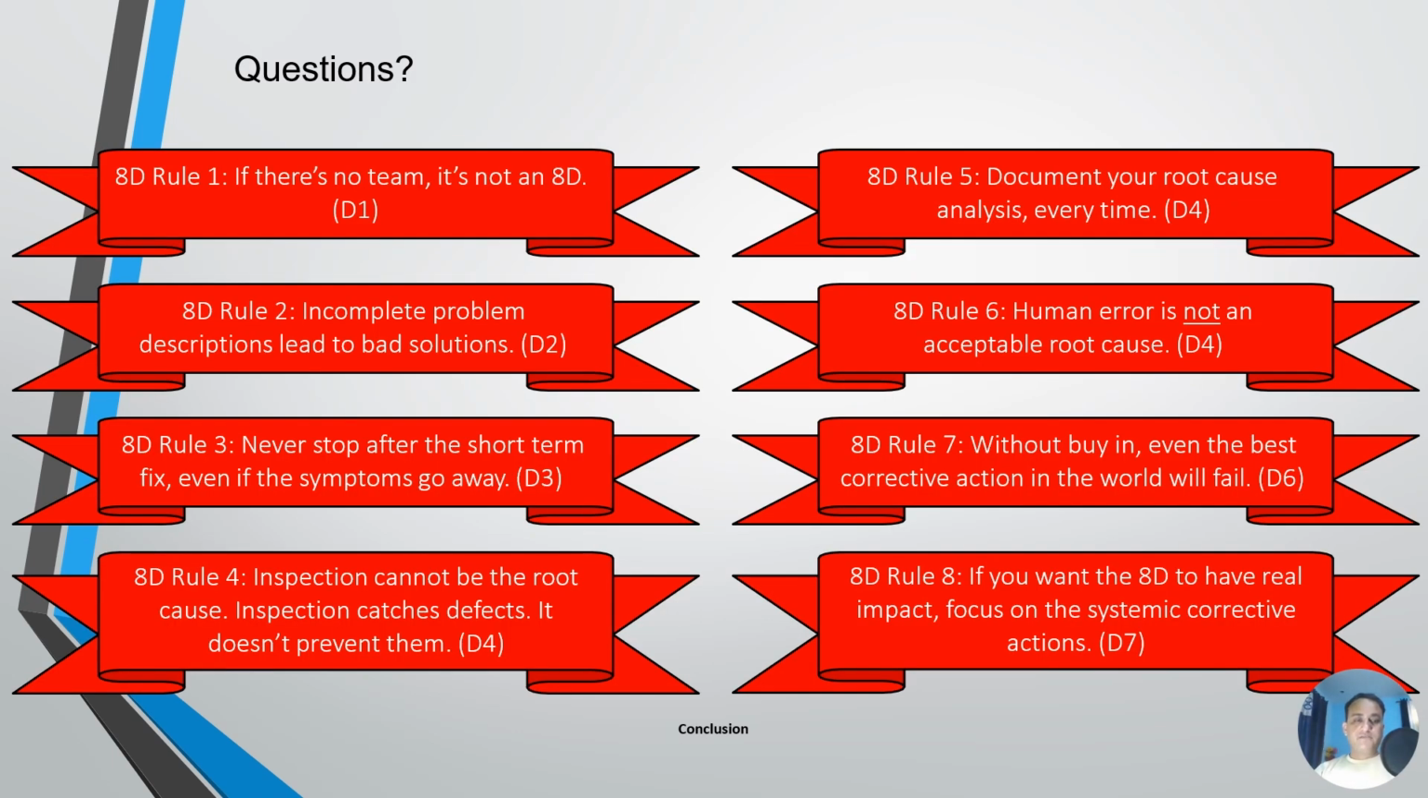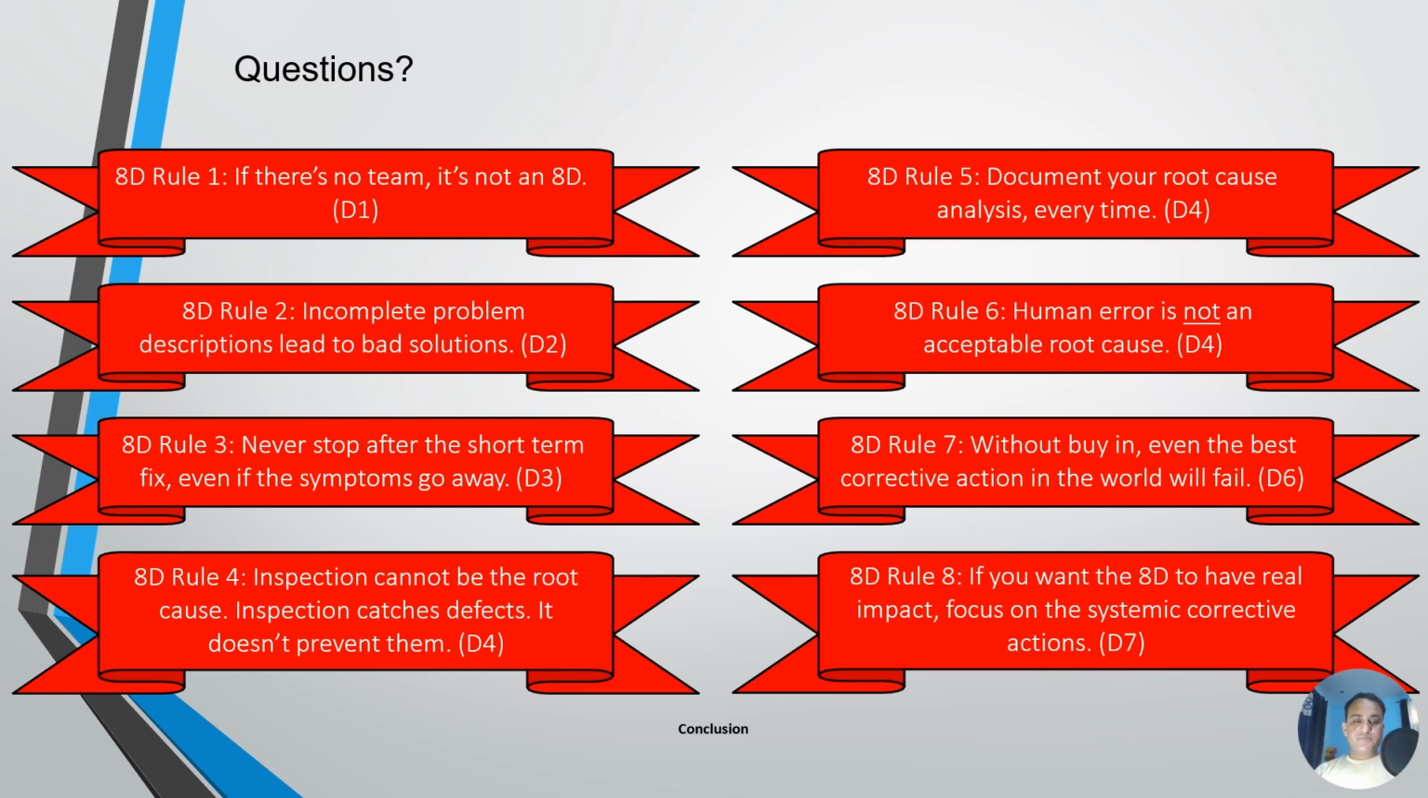To summarize, here are the rules related to 8D problem solving. Rule 1. If there is no team, it is not an 8D. Rule 2. Incomplete problem descriptions lead to bad solutions. Try to make your problem description as detailed as possible. Rule 3. Never stop after the short-term corrective action, even if the symptoms go away.